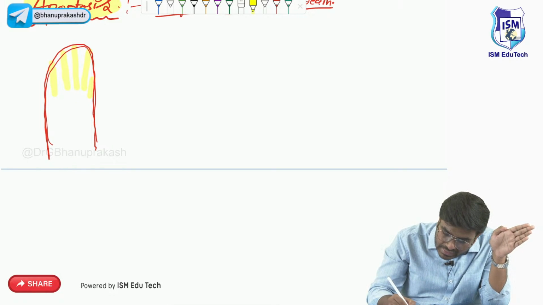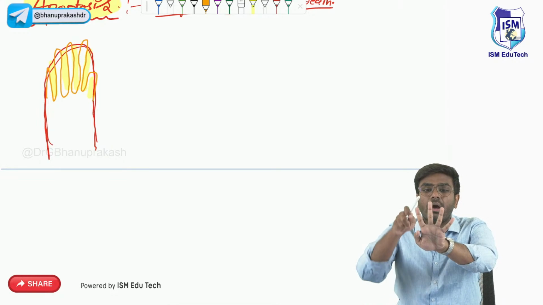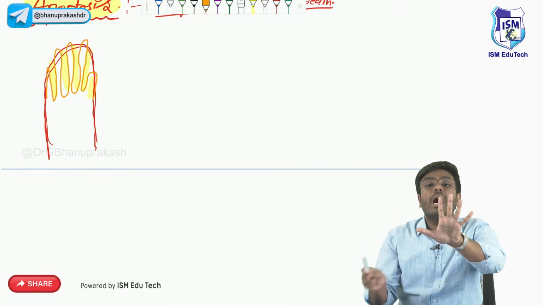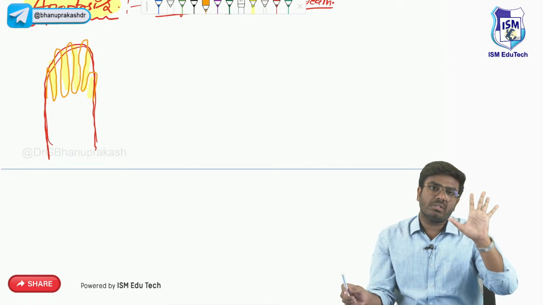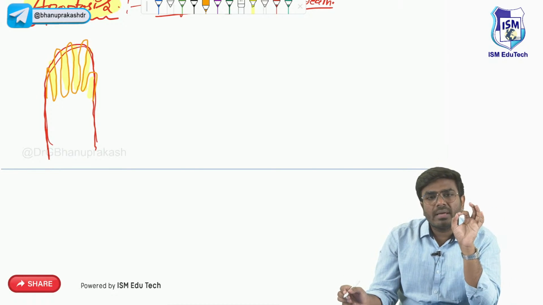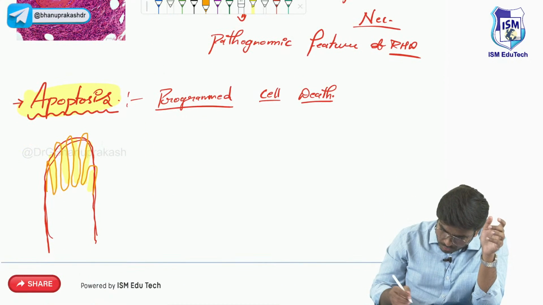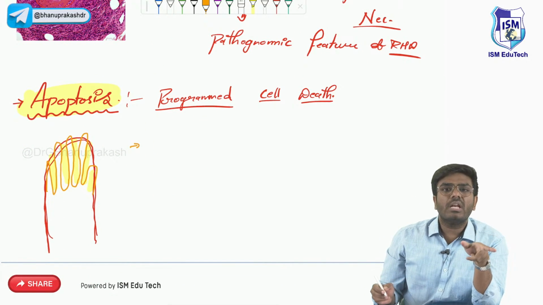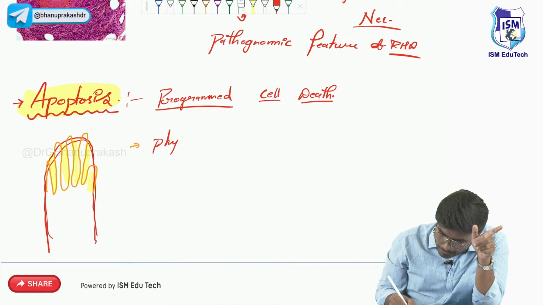Whenever they die, what will happen? Gaps will form. Those gaps are the ones responsible for all these digits. All these gaps are because of apoptosis. This is absolutely physiological. Now what is a physiological example of apoptosis? Embryogenesis. Apoptosis is a programmed cell death. Is it physiological or pathological? You should never ever forget, it is physiological.